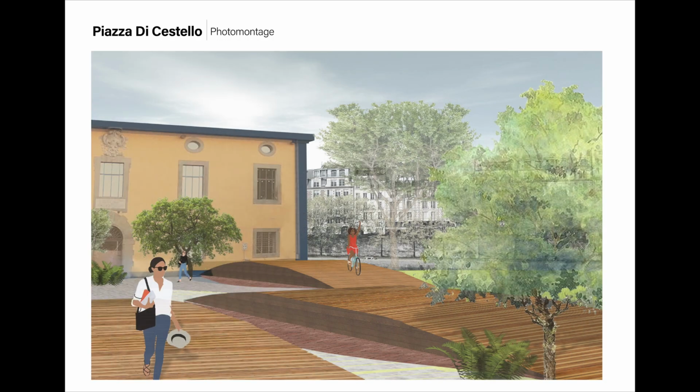Finally, to conclude my presentation, here is a photo montage, and here we can see the ramps and a few people crossing them, as well as a bike user. We can also see how the new vegetation has been implemented, and how this is creating a comfortable shadow. And this is the end of my presentation.